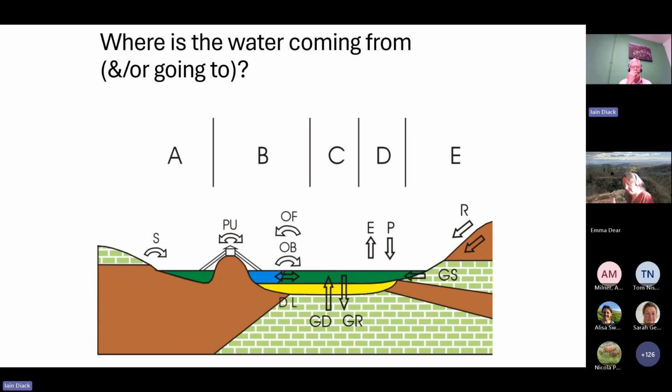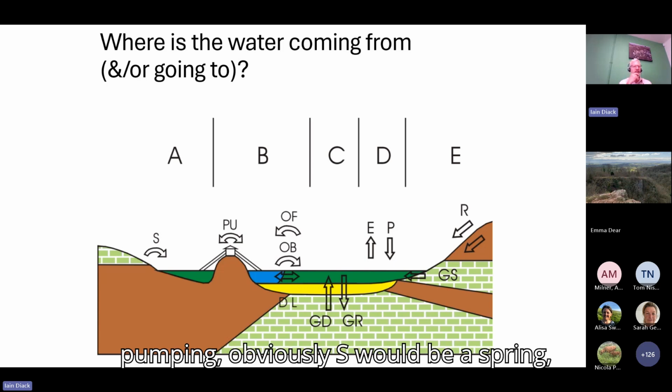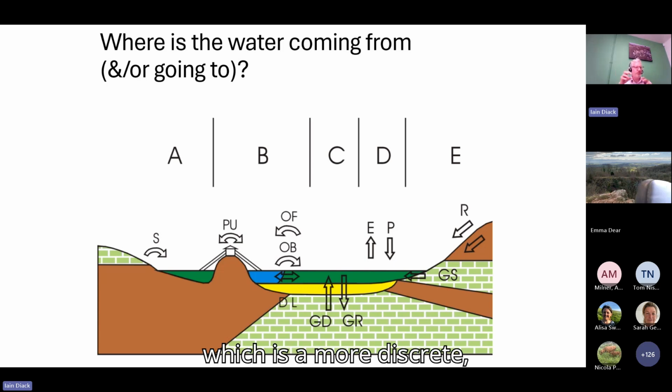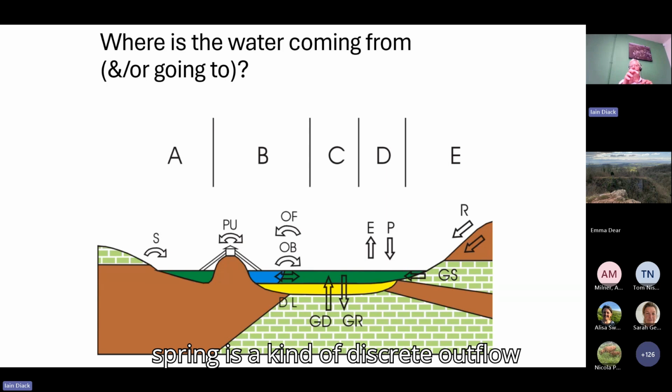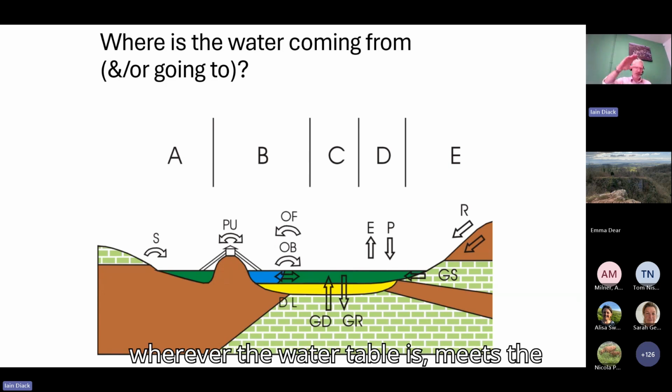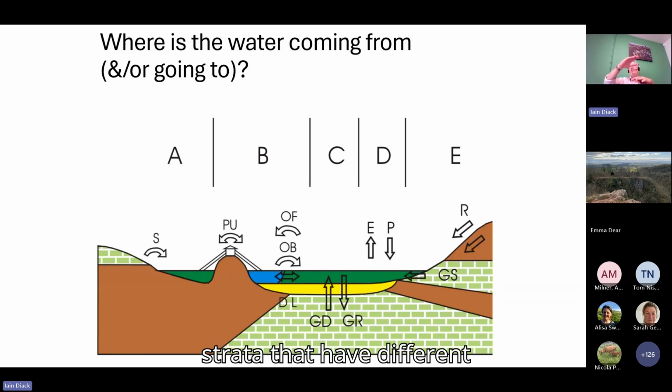Overbank flow. OFAB, not sure about that. PE, pumping. S would be a spring, which could be a spring or a seepage. A spring is a discrete outflow, and a seepage is just a more diffuse groundwater outflow, either where the water table meets the surface, or where you have different strata of different permeabilities. Where the water hits the lower permeability stratum, it will emerge at the surface.